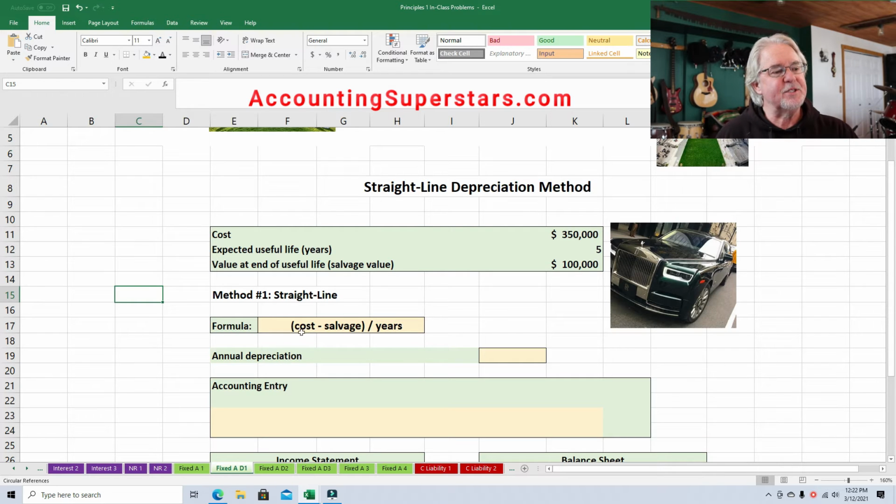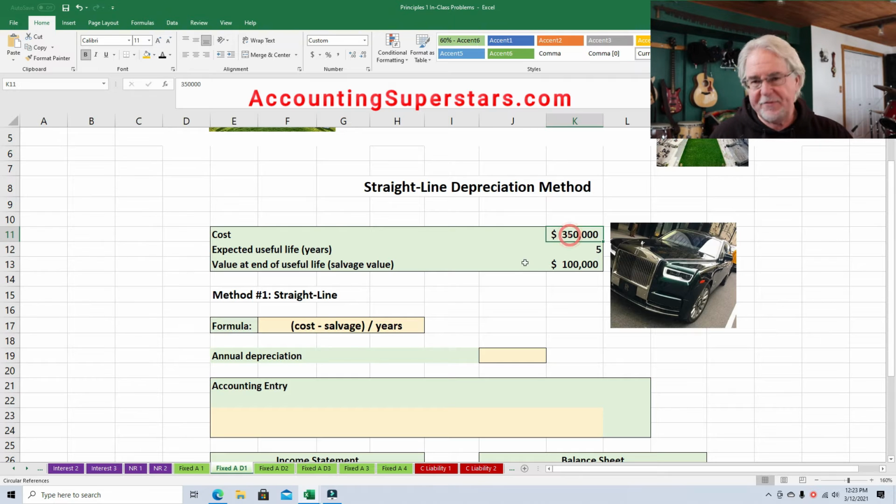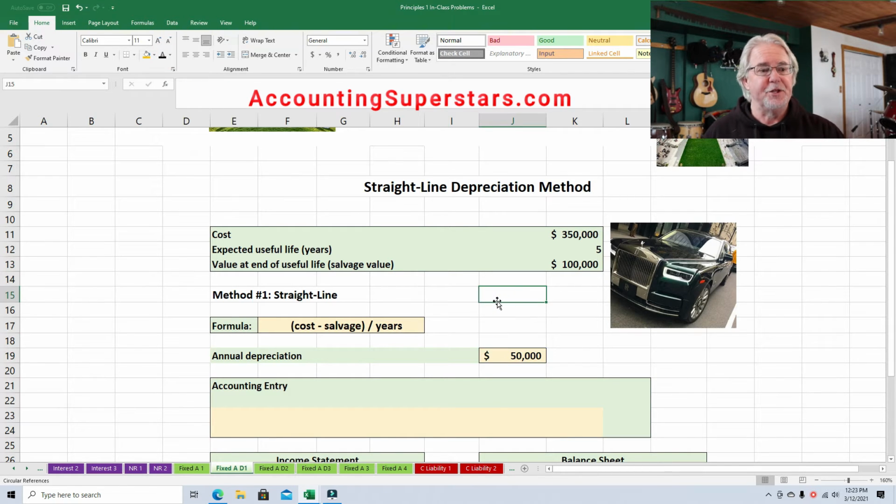So the formula is cost minus salvage value divided by the number of years. So the cost is 350 grand. Salvage value at the end of 5 years, it'll be worth about $100,000. So 350 minus 100,000 is 250,000. And if you divide that by 5, you get an even $50,000. So in other words, the university is going to expense this Rolls Royce at a rate of $50,000 per year.